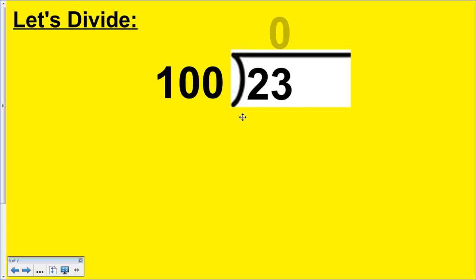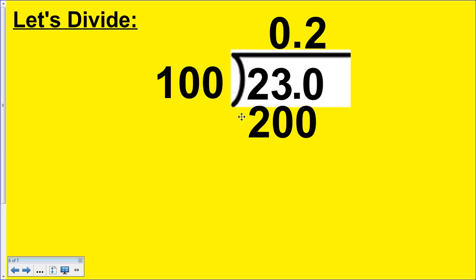It won't. So I put a 0 up top. I need to add a decimal and a 0. And I make sure my decimal goes straight up into my answer right away so I don't forget about it. Now, 100 divides into 230 twice. And 2 times 100 is 200. So when I subtract, I get a difference of 30.